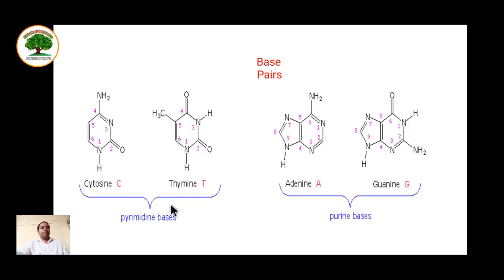You can see in pyrimidine bases the ring is a hexameric ring, whereas in purine the hexameric ring is attached to a pentameric ring. The carbon numbers or the atoms present in the rings are numbered like this, and in purines also it is numbered like this.